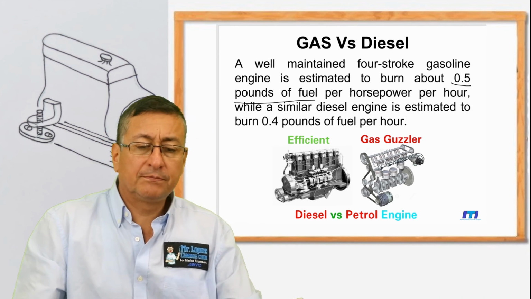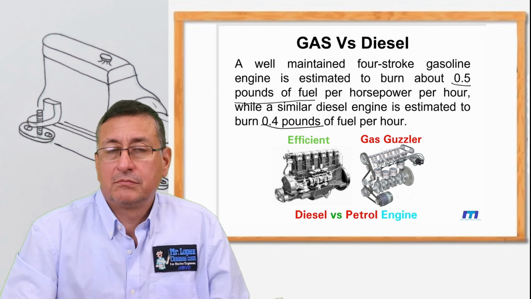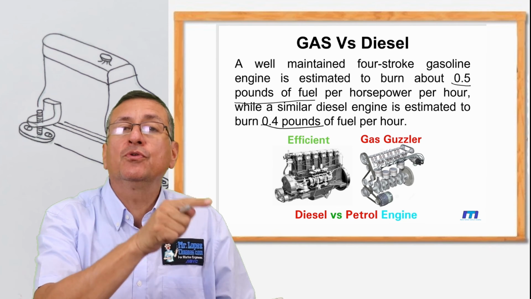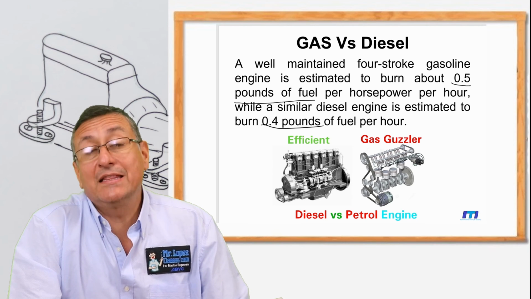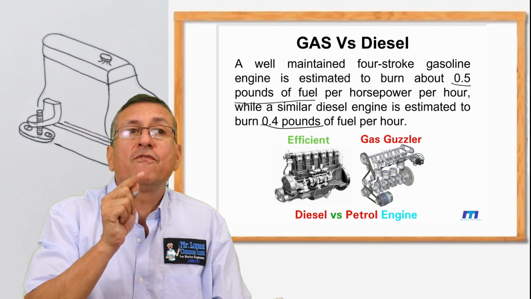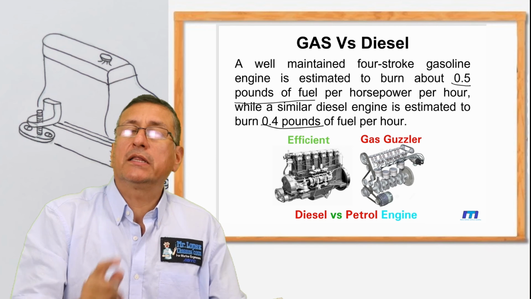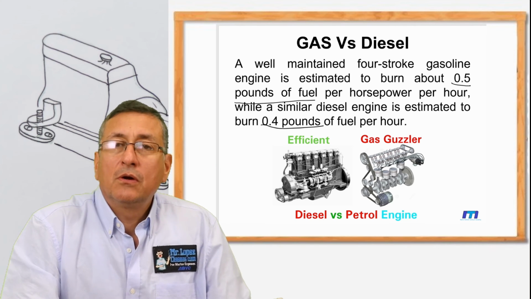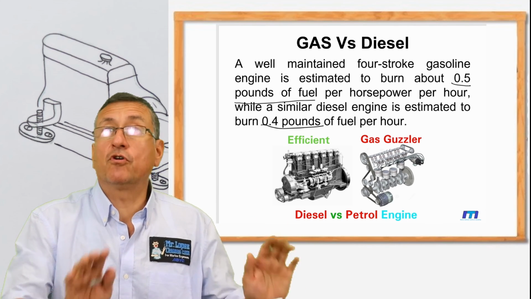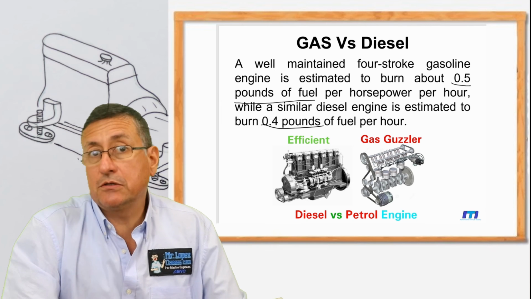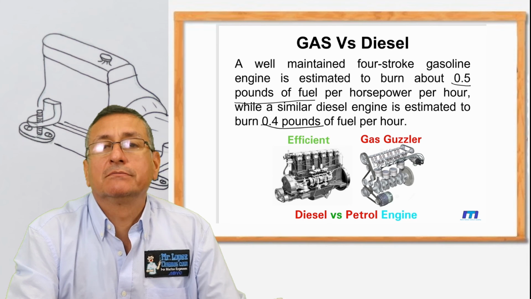The diesel engine burns 0.4 pounds of fuel per each horsepower produced in 1 hour. And the gasoline, 0.5 pounds. Which engine burns more fuel for the same power? Gasoline. Finito. End of the discussion.